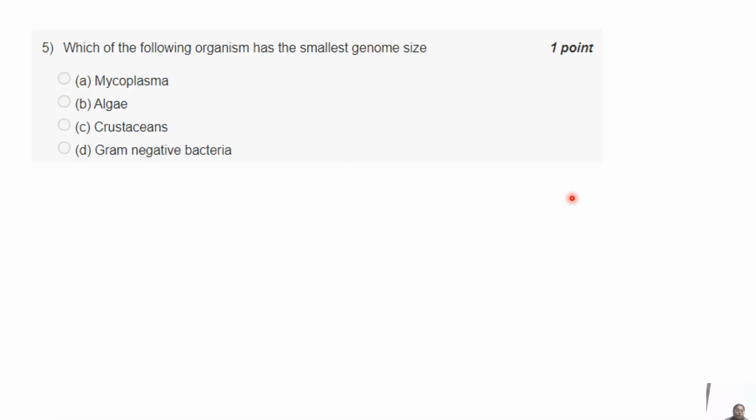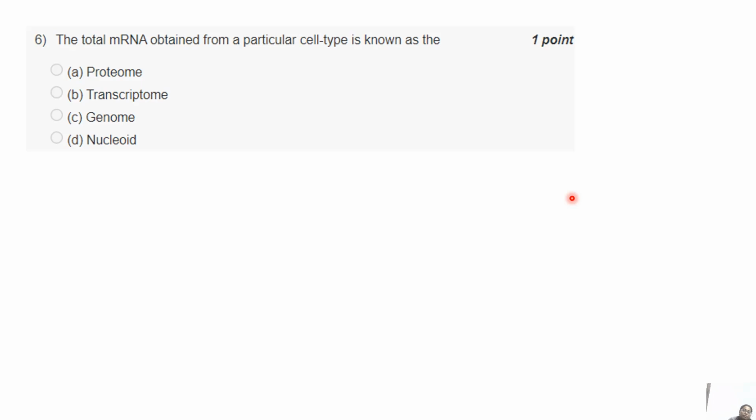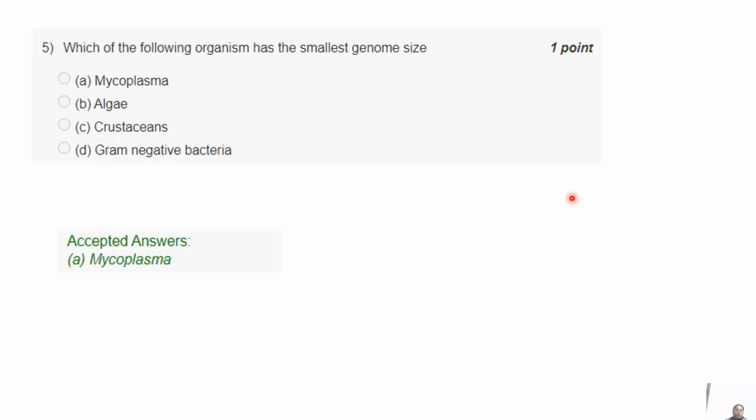So coming back to the question that we started off with today, the following organism with the smallest genome size will be mycoplasma. Neither of the others, algae, crustaceans, or gram-negative bacteria are the smallest. Okay. So mycoplasma will be the answer.